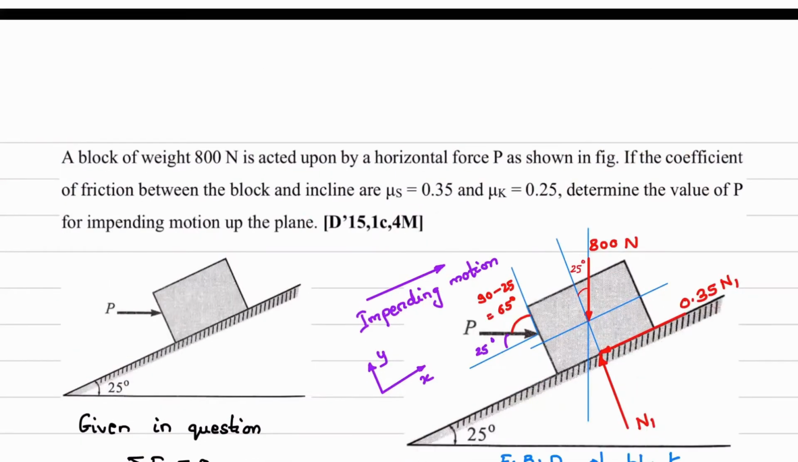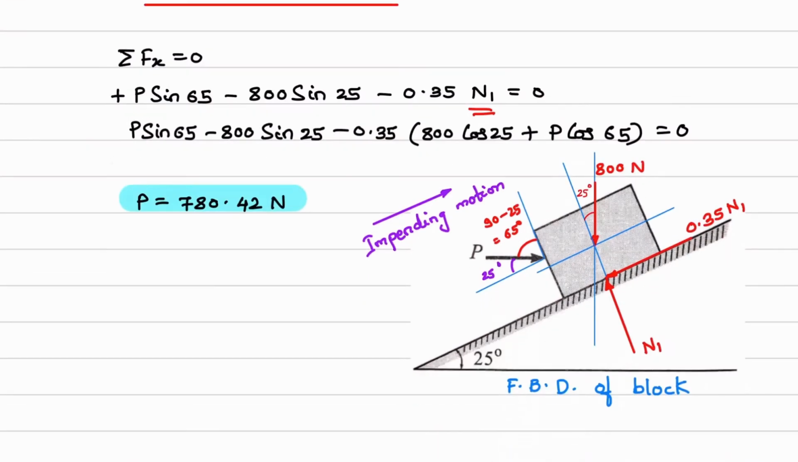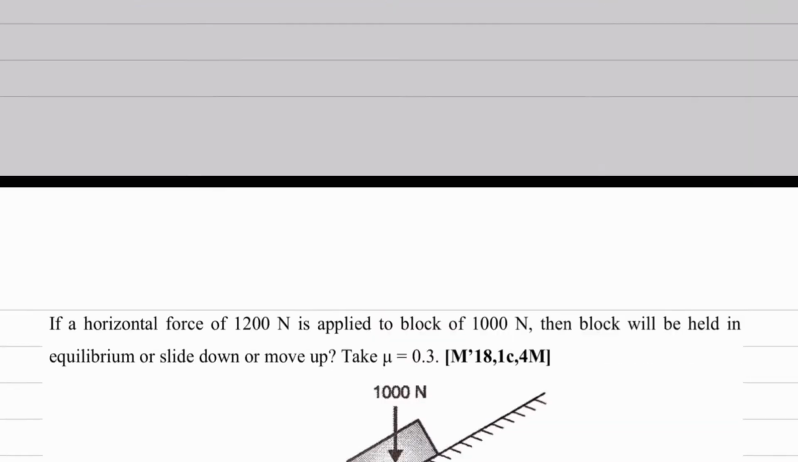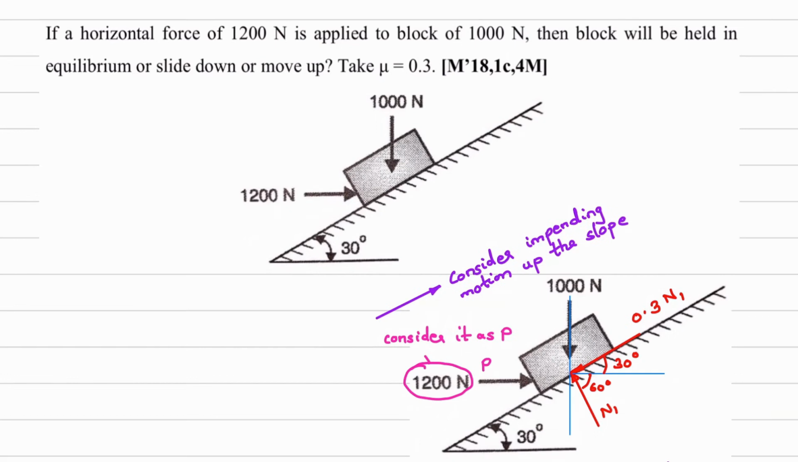What is the meaning of that P? We have calculated the value of P for the impending motion up the plane. So this block will just move. It is just about to move up the plane. So that value of P we have calculated. What is that? 780.42 Newton.